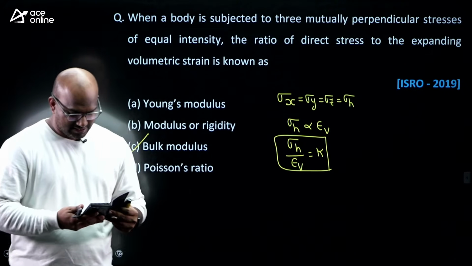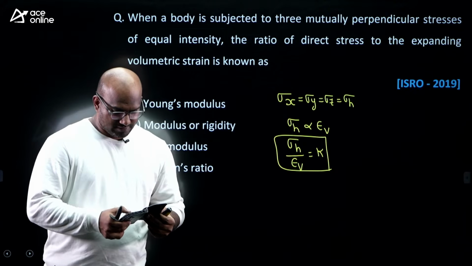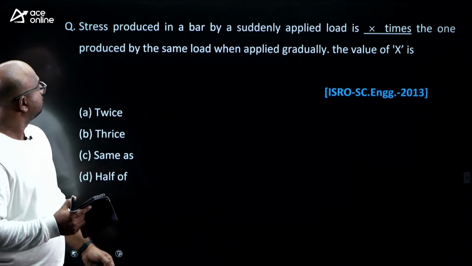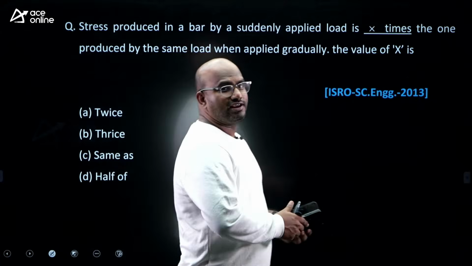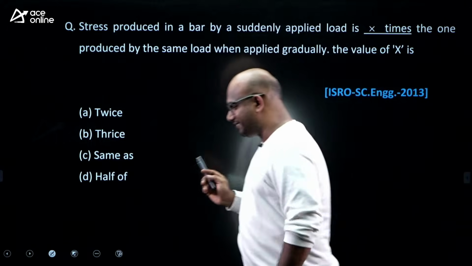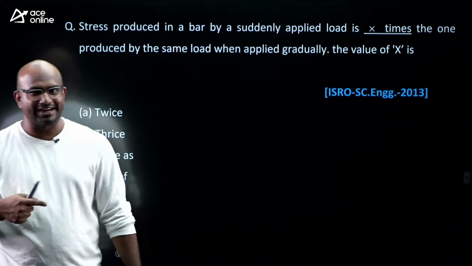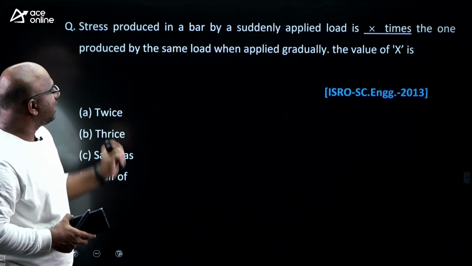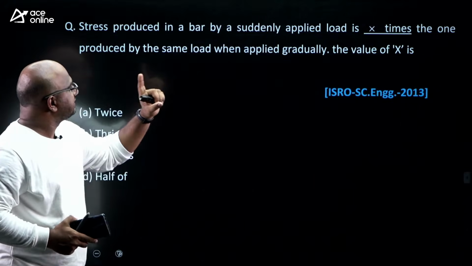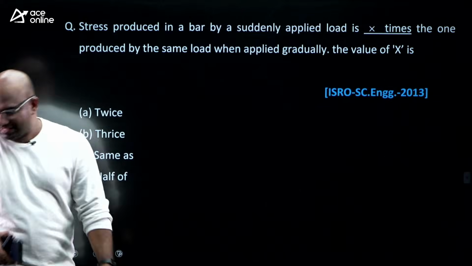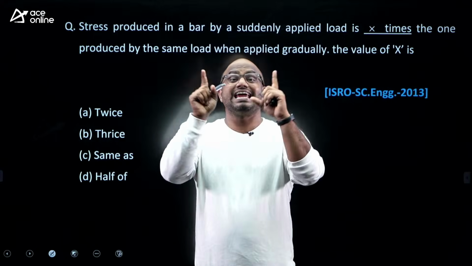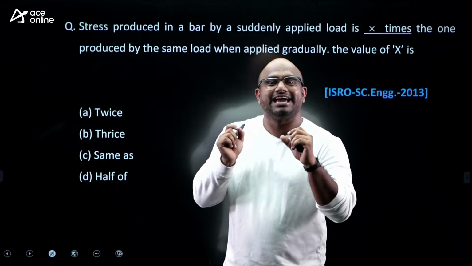Next one, guys. Very good. Next, please go through it, everyone. Stress produced in a bar. Please read it by yourself and give me the answer, guys. The stress produced in a bar by a suddenly applied load is x times the one produced by the same load when applied gradually. The value of x is how much, guys? Please go through our strain energy topic, guys.